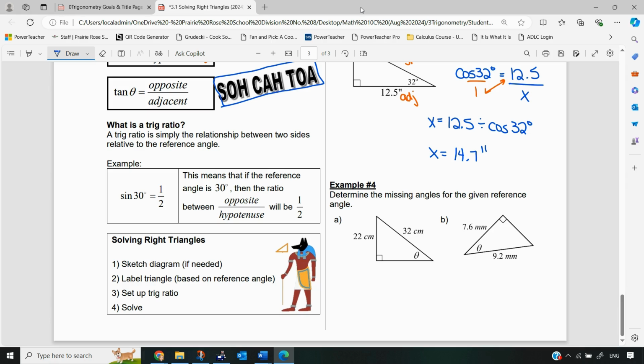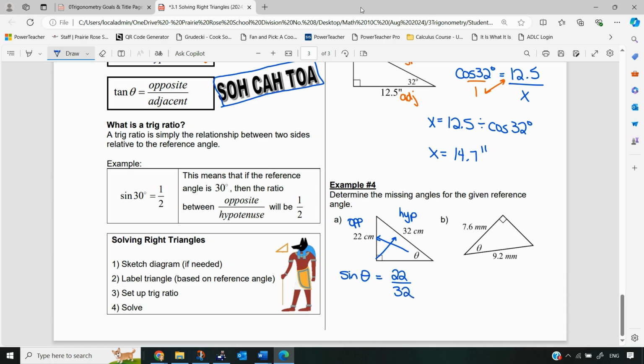So for part A here, we have our unknown angle. Across from our angle is 22. That's our opposite. And across from 90 degrees is 32, which is our hypotenuse. So for this ratio, we're using opposite and hypotenuse, which is sine. So we set up our ratio. Sine of the angle, so we don't know the angle, we're going to write theta. Sine of the angle is opposite over hypotenuse.